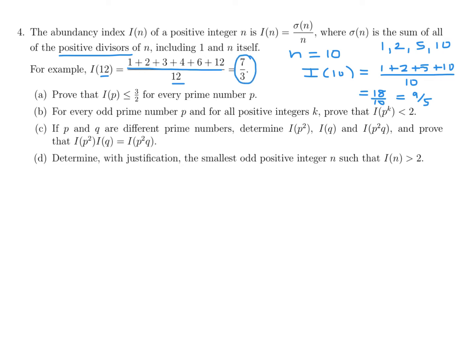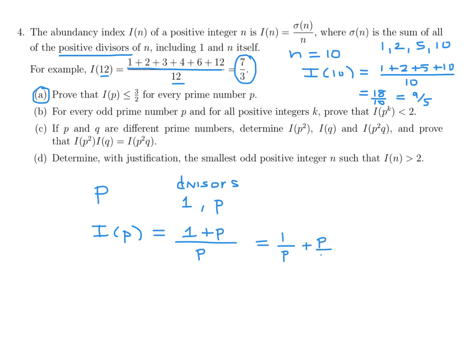Okay, now that you understand, let's talk about part A, which is prove that I of P is less than or equal to 3 over 2 for every prime. If a number is a prime, its divisors are very limited. The only divisors are 1 and itself. That's the definition of a prime number. So I of P is pretty straightforward. The sum of the divisors is just 1 plus P, over P. If you break this up, it's 1 over P plus P over P, which is 1 over P plus 1.